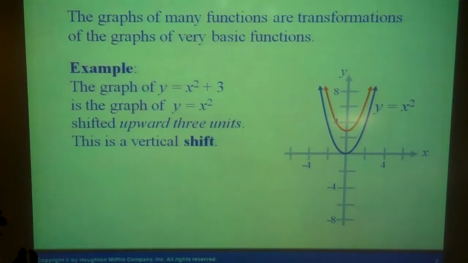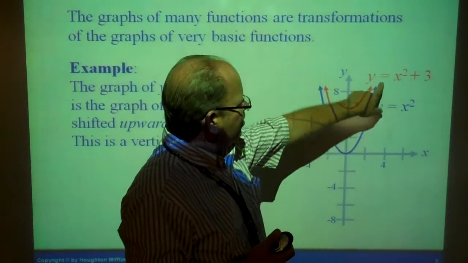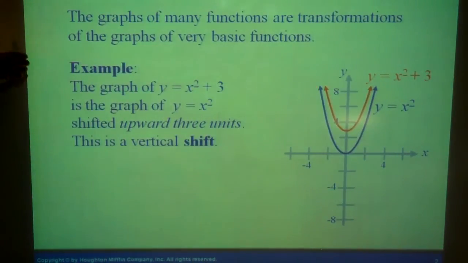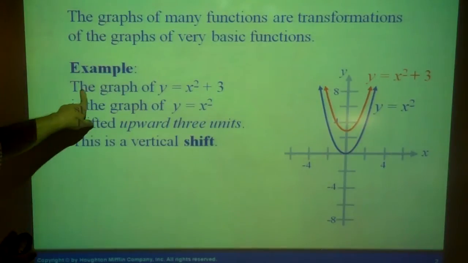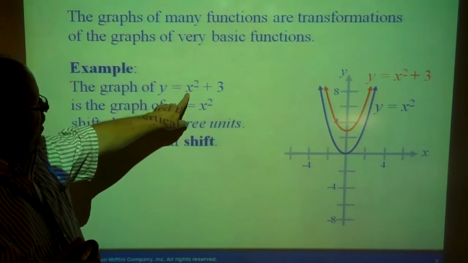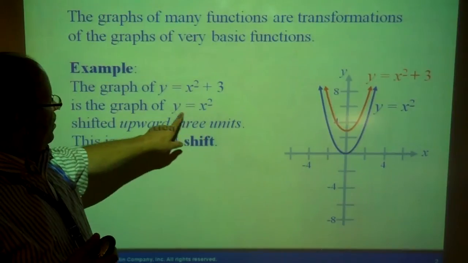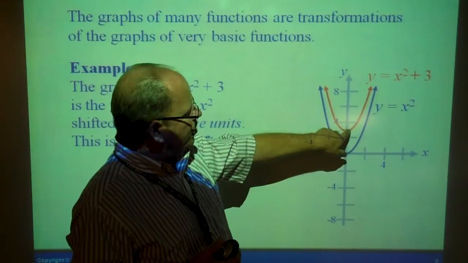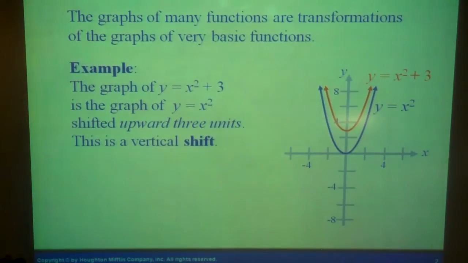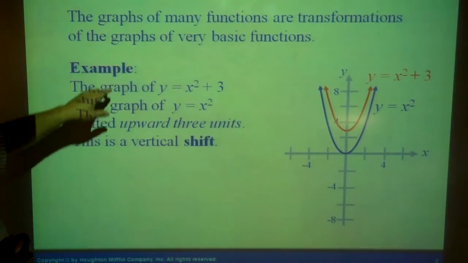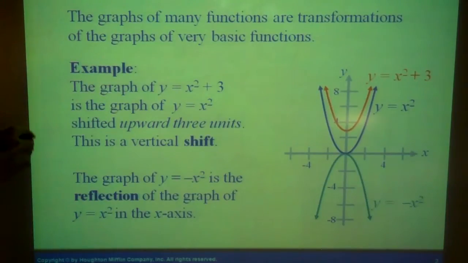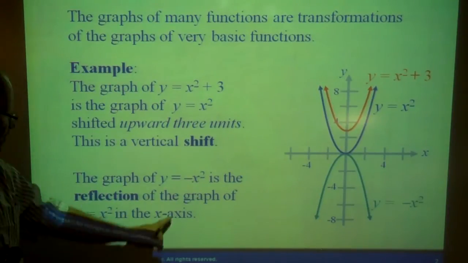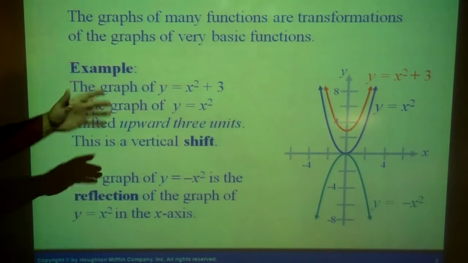They were just simply x squared. That would be the common function. And today we're going to learn how to shift that graph of x squared and how to see that the graph of x squared plus 3 is simply the graph of x squared lifted up 3 units on the y-axis. The graph of negative x squared is the reflection of the graph of x squared in the x-axis.